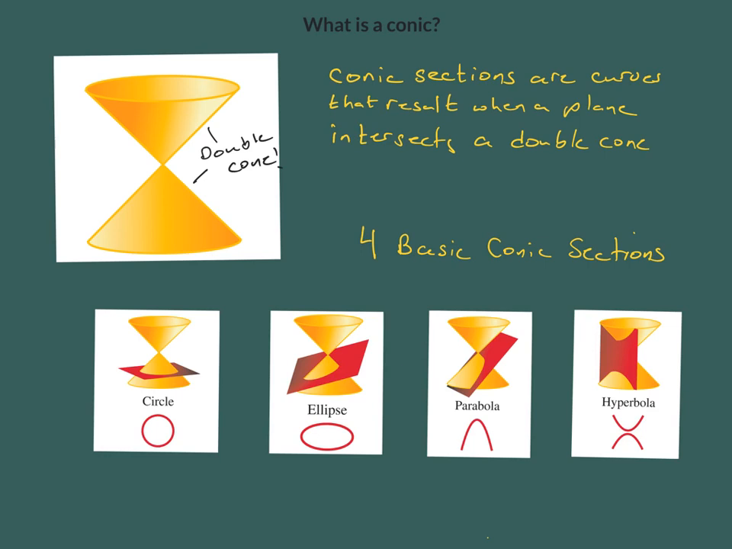The first thing we really need to discuss is exactly what is a conic. Well, a conic section is really a curve that results when a plane intersects a double cone. Now this right here is what we mean by a double cone. You have a cone on the bottom and a cone on top.